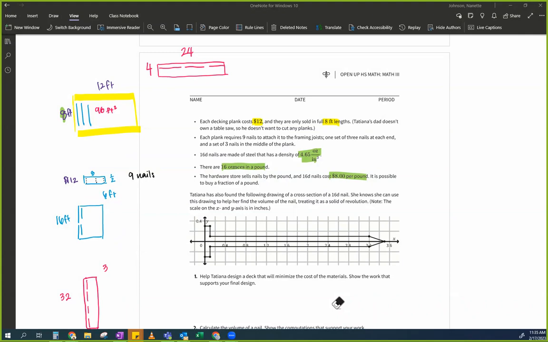revolve around your x-axis. Someone just put in the chat, they do sell them in packs, Miss Johnson. Thank you. Tatiana's dad doesn't go to the store that you go to. I'm just teasing you. Okay.